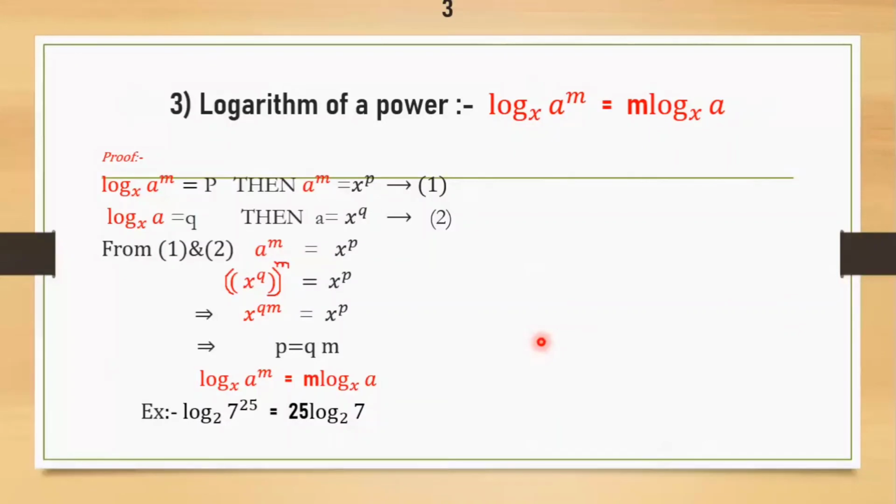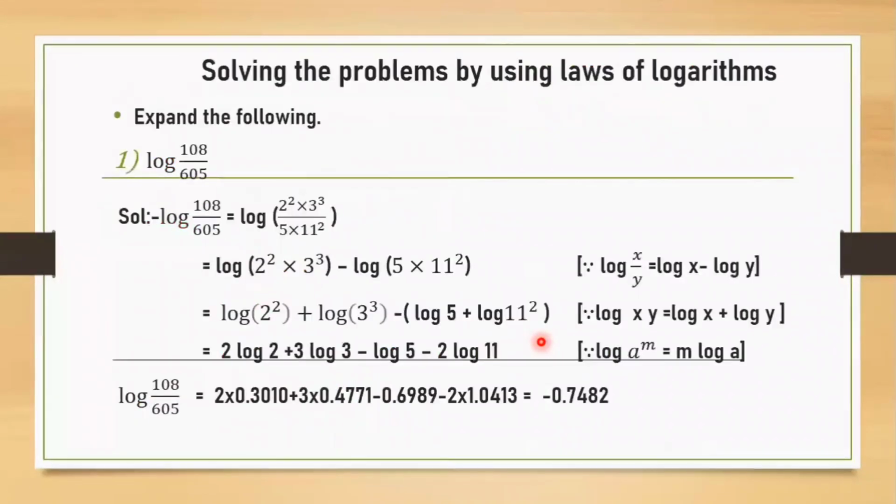By using these laws of logarithms, let us solve some problems. Here, you have to expand the given log sum by using the laws of logarithms. So here, log of 108 by 605 is given. You have to write it in expanded form. The numerator and denominator are composite numbers, so we can write them as the product of primes. 108 is written as 2 square into 3 cube and 605 is written as 5 into 11 square. Log of 2 square into 3 cube by 5 into 11 square.